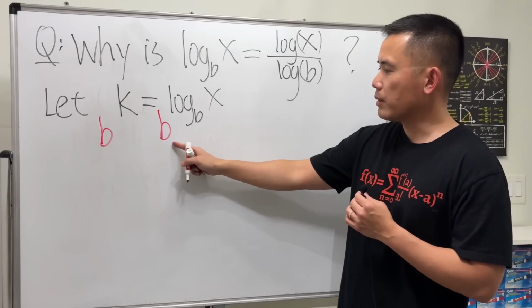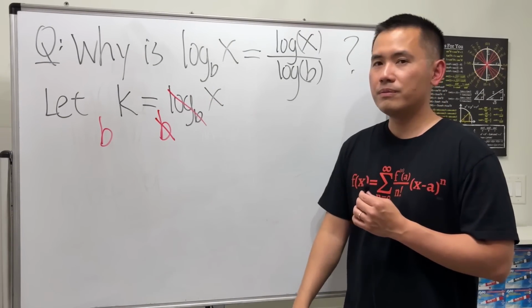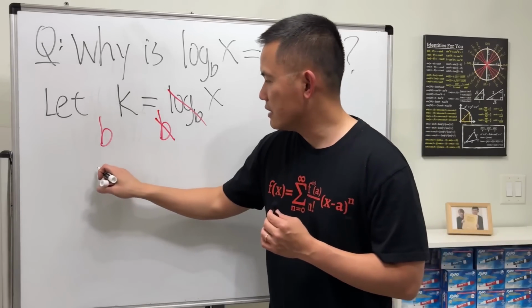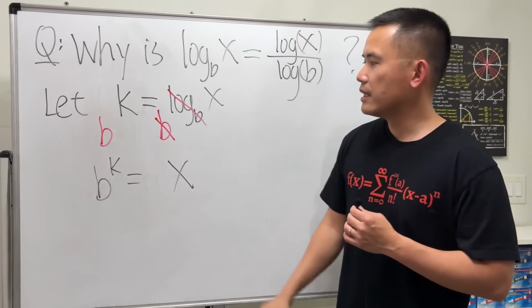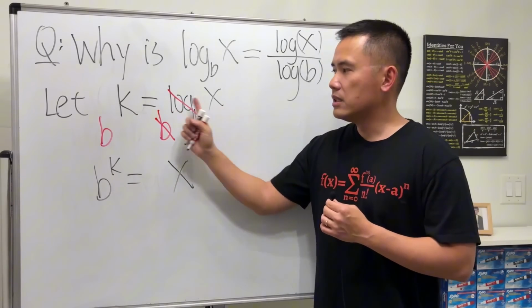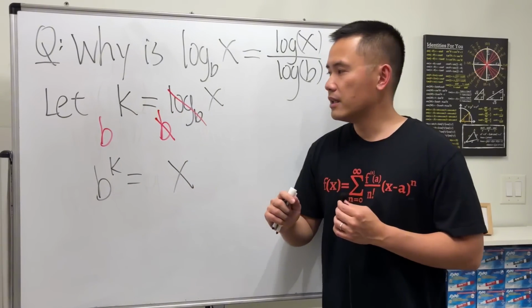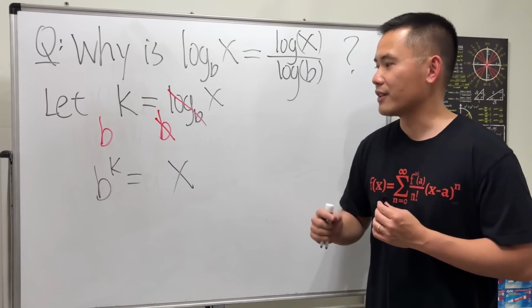When the base of the exponent and the logarithm are the same, they can cancel. You can go from here and say this is the same as b to the k equals x. And remember, k is equal to log base b of x. If we can figure out what k is, then we'll be done. Of course it's that, but we're going to get this into another form.